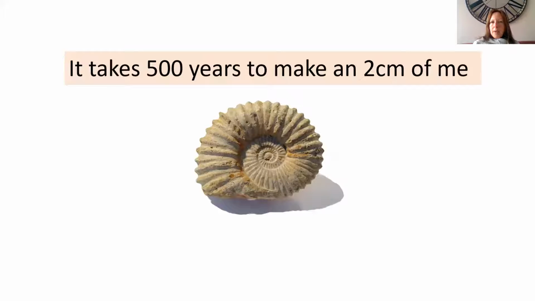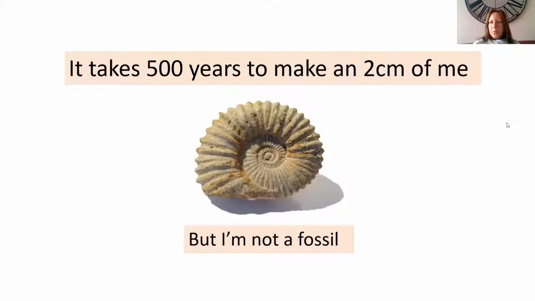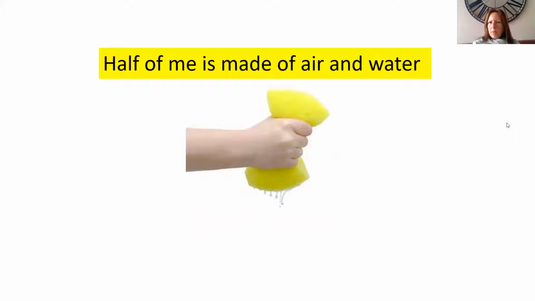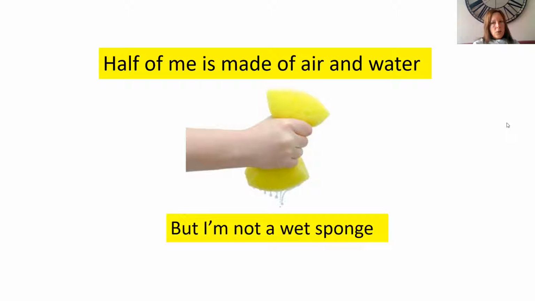It takes 500 years to make 2 centimeters of me. But guess what I'm not? I'm not a fossil. Half of me is made of air and water, but I'm not a wet sponge. So let's think about some of those clues so far. It's made of rock, it's made of layers, it's very precious, half of it is made of air and water. I wonder what it could be.